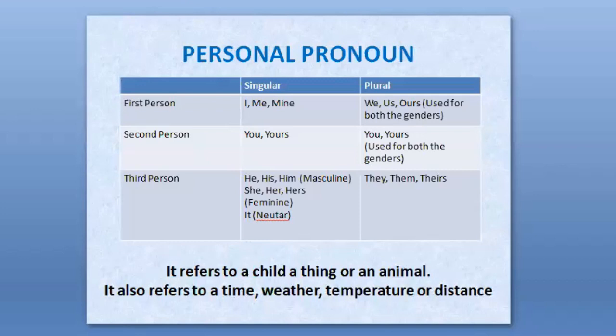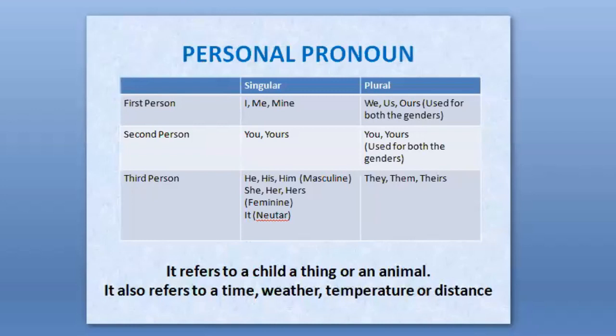So it changes. Singular is I, me, mine. Mine is used to show possession. That is, this is mine. This is my book. This is my pen. Plural: we, us, ours. Used for both the genders, for male also and for female also. Second person is you, yours. Now, you and yours are used for both the genders.